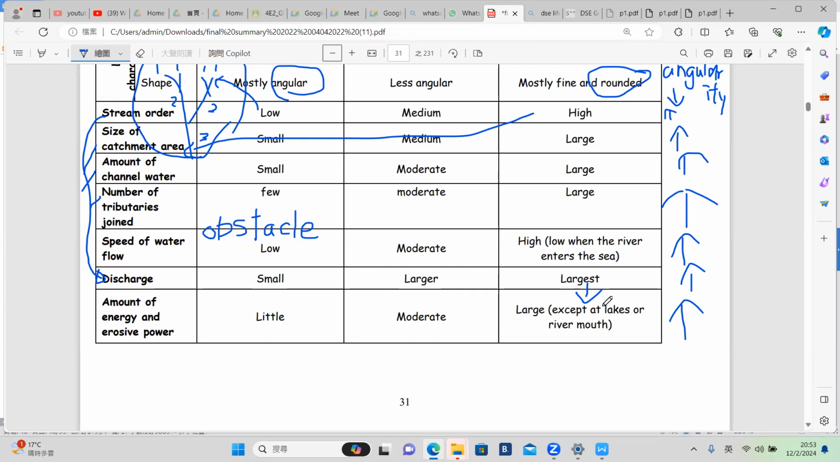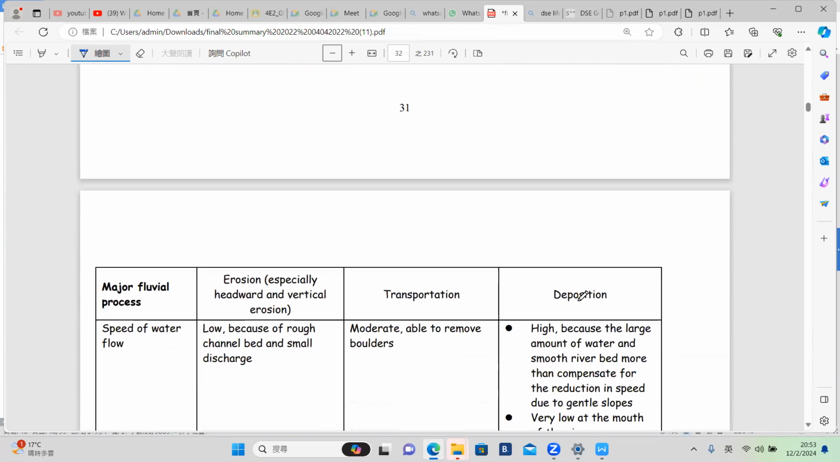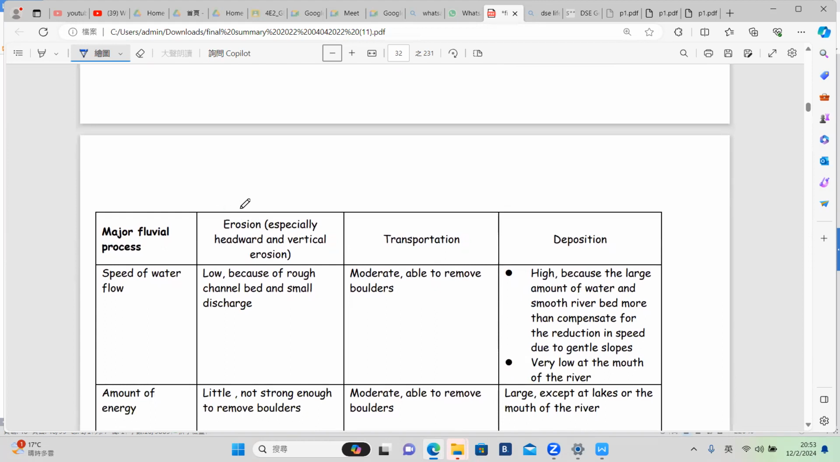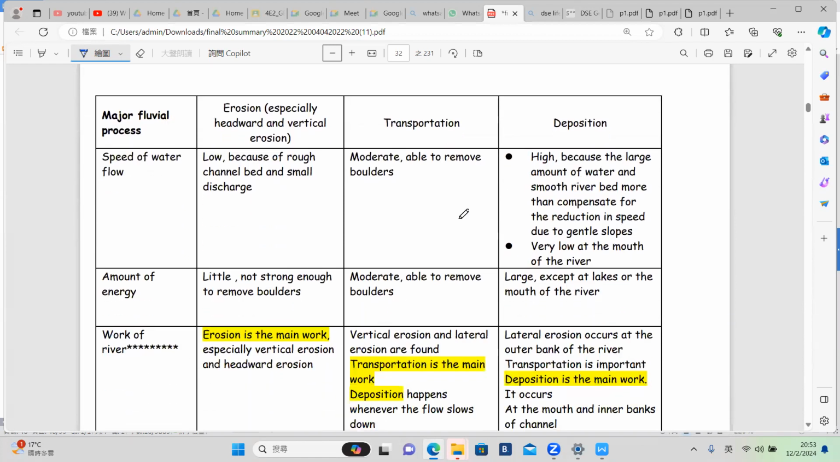Okay. I know you may say, oh, how come the lower course has the highest erosive power? Just because you cannot see it, because it is mainly carrying a lot of load. So in general, the erosive power is not strong. Okay, four-part process: upper course erosion, middle course transportation, and lower course is the deposition, right? Okay, and then all of this is just explaining the whole thing again.